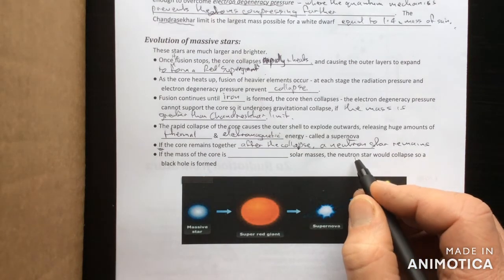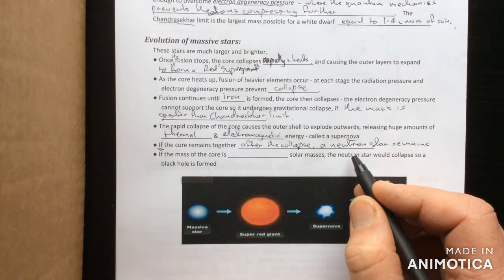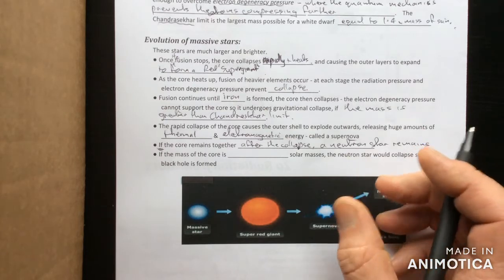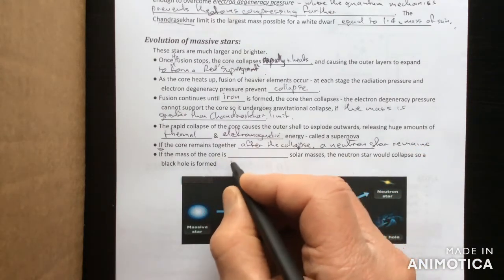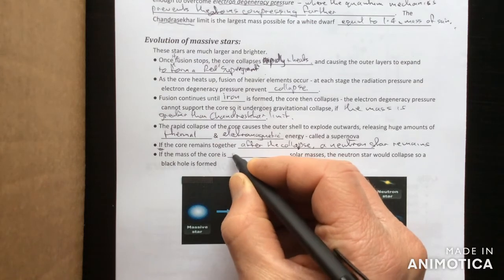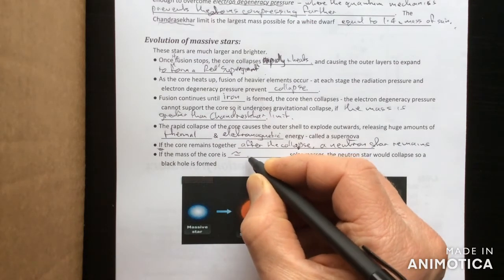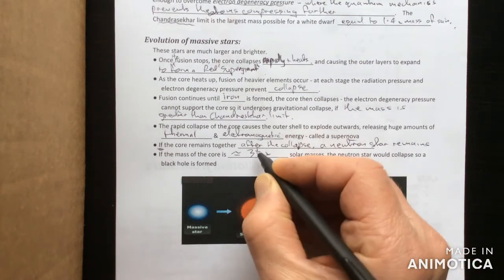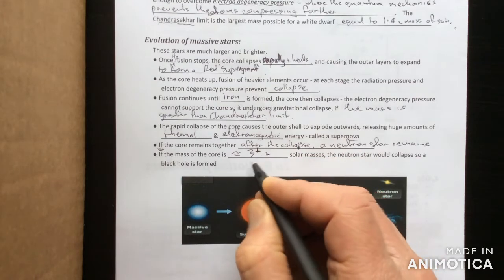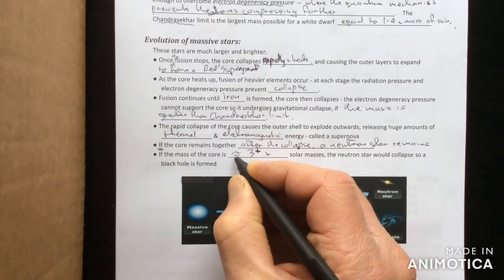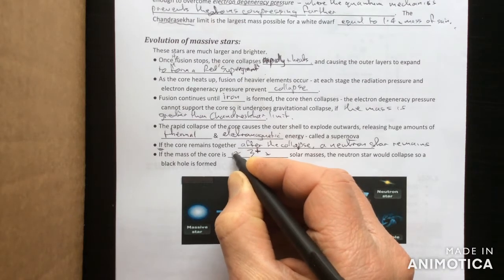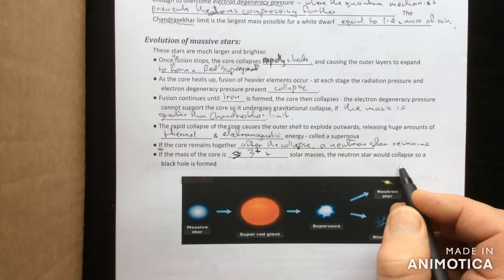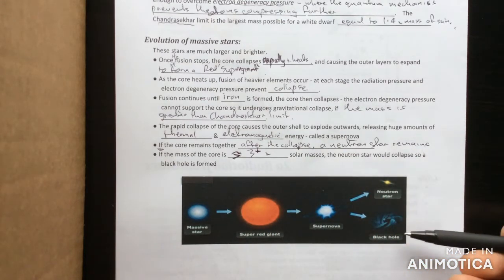The internucleon forces are overcome as well. So the actual nucleus itself collapses. And that happens at around about, I'll put approximately equal to 3 plus times the solar masses. So if it's more than 3 solar masses, let's just change that actually, make that approximately greater than 3 or more solar masses, the neutron star will collapse instead into a black hole.